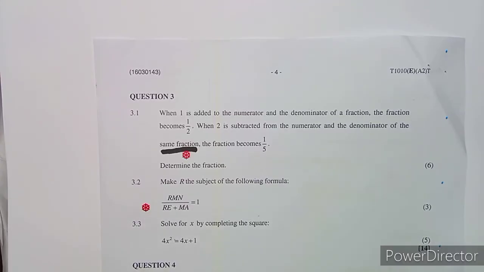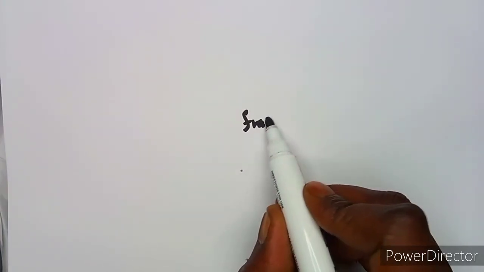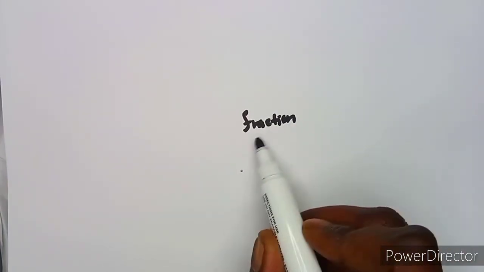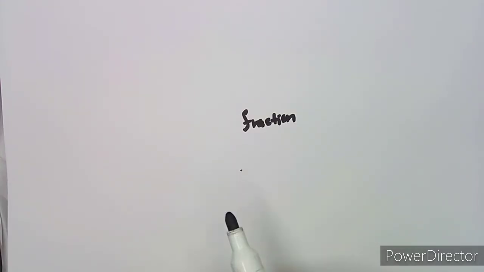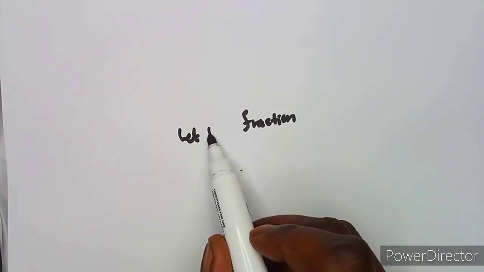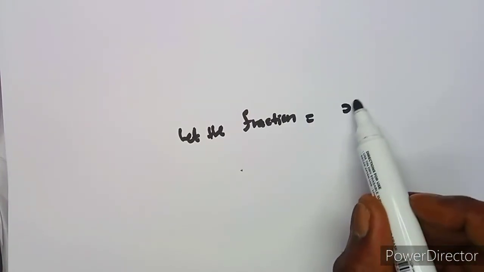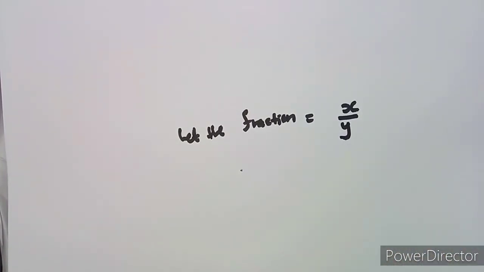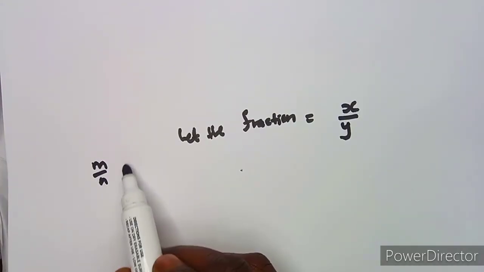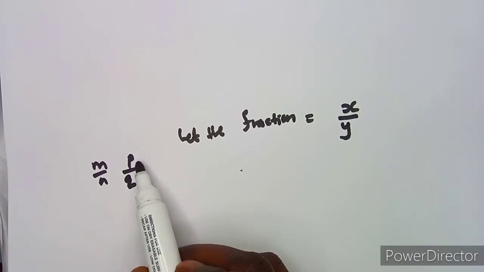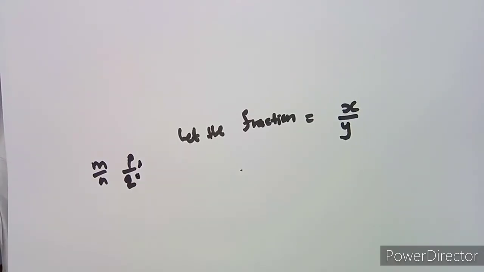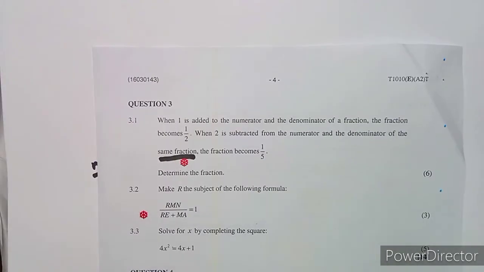So actually here, all these statements are centered on a fraction, which we do not know. Let the fraction be equal to x over y, or whatever letters you want. Maybe you can write your fraction as m over n, p over q, as long as it's a fraction. A fraction just needs a numerator and a denominator. So this is our fraction, guys.